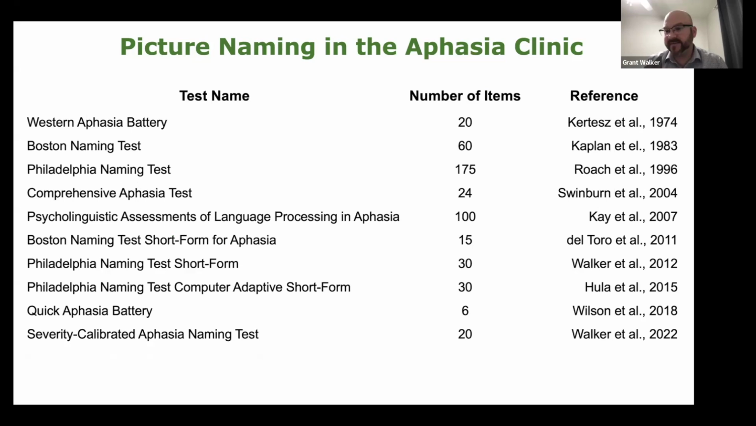This is a non-exhaustive list of picture naming tests that have been developed for aphasia since the 70s. Every 10 years or 5 years or so, we get a new one, and they have different theoretical motivations, different purposes, and clearly different numbers of items. That's kind of a big one. They have different motivations for why they have these different numbers of items. Like I said, this is a non-exhaustive list, and it's biased. I'm on here twice, if you see that.